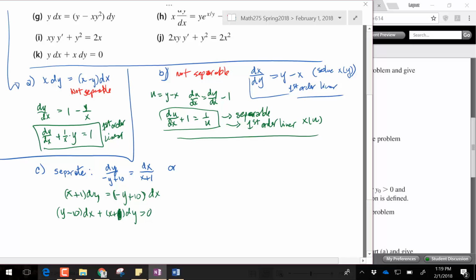Is this, what's that called? Exact? We take the derivative of m with respect to y, and we take the derivative of n with respect to x. We both get 1. So this is exact. And it's probably homogeneous too, right? You replace the x and y with tx and ty. So there's a few ways to solve that one.